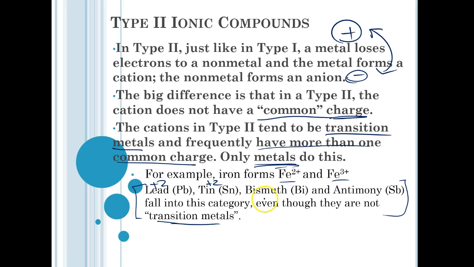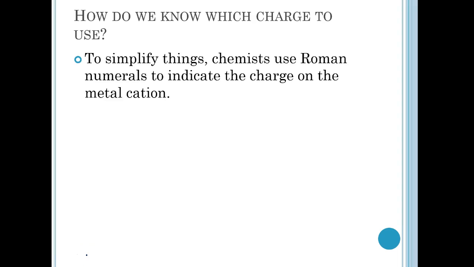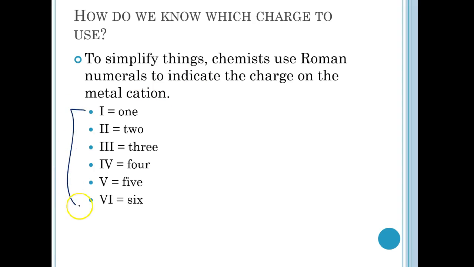Bismuth is at a column that says negative 3. It's actually positive 3 and positive 5 sometimes. Same thing with antimony. Okay? I don't expect you to memorize them. I expect you to be able to figure them out, and I'll show you how to do that. Okay, so how do we know which charge to use? What they've done is they've decided to use Roman numerals that will indicate the charge on the metal cation. These are the Roman numerals you're going to have to know.